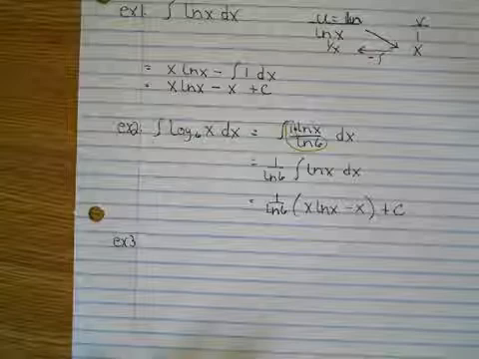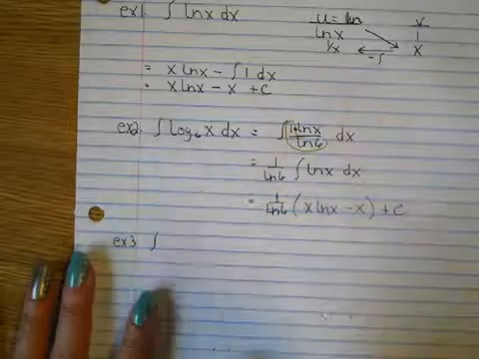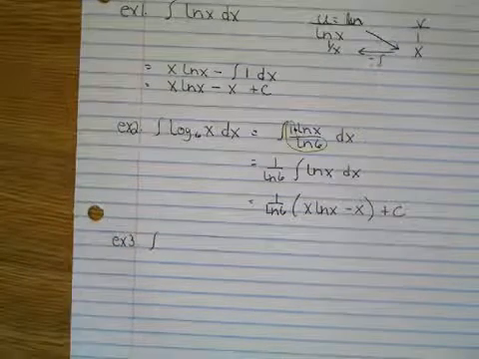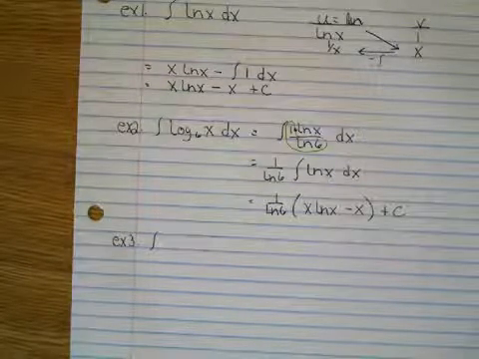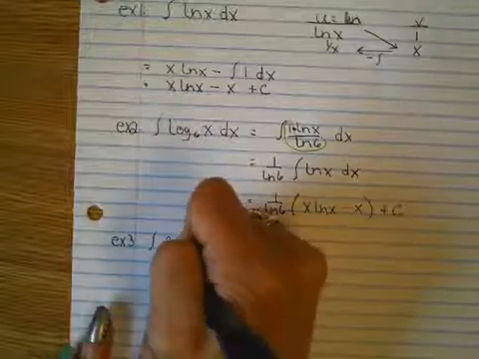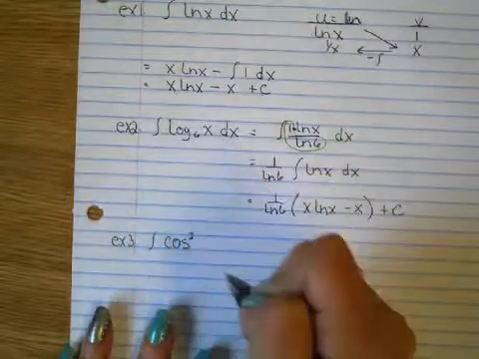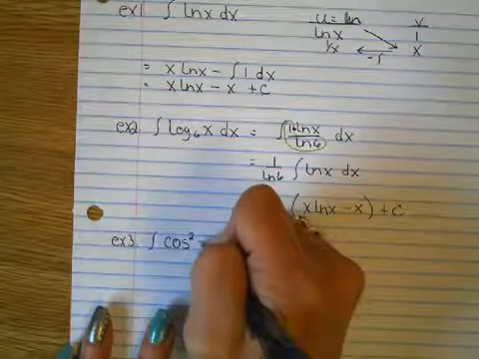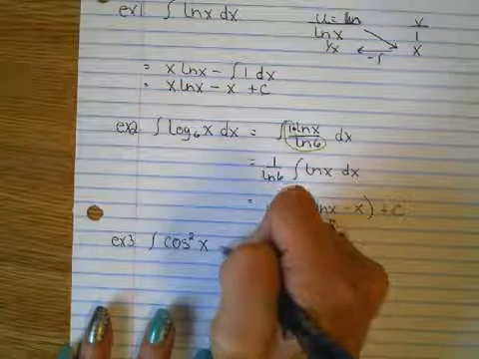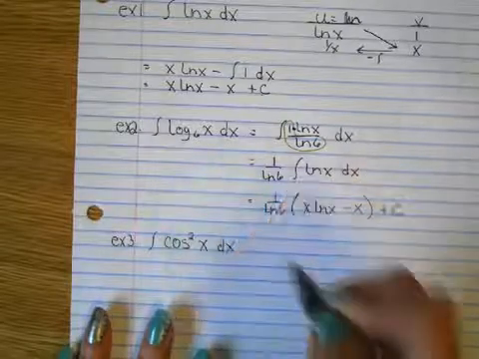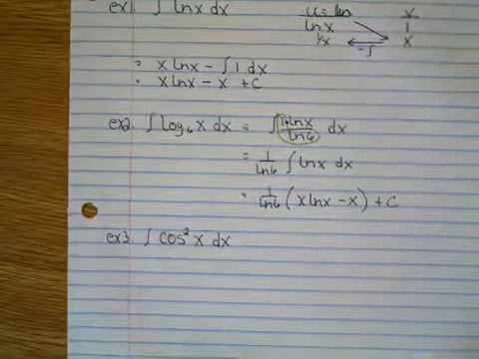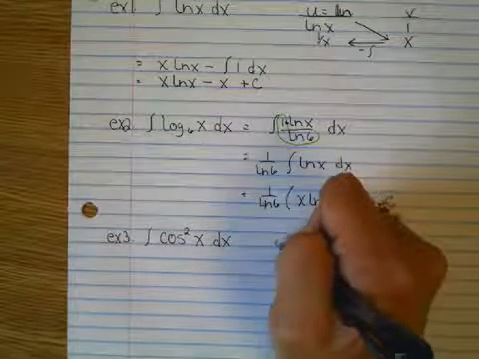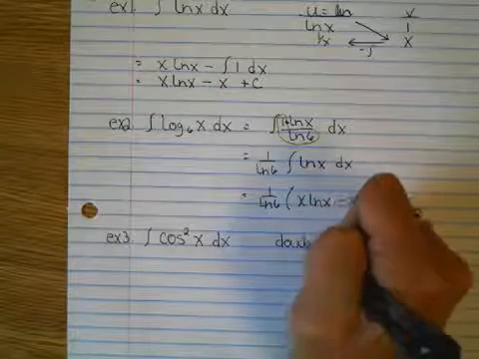Say I want to integrate, where's my problem I want? Right here. Cosine squared, any cosine squared. I'll just go cosine squared of x dx. So we're not going to use integration by parts here. We're going to use trig properties. And the trig properties I want you to look at are the double argument.